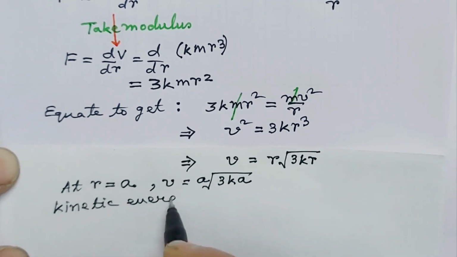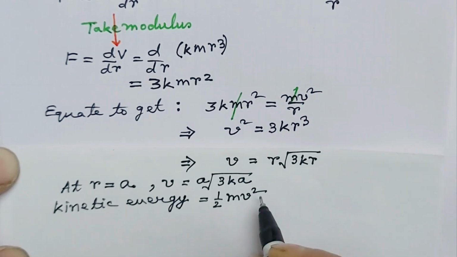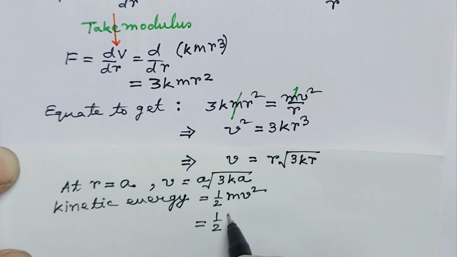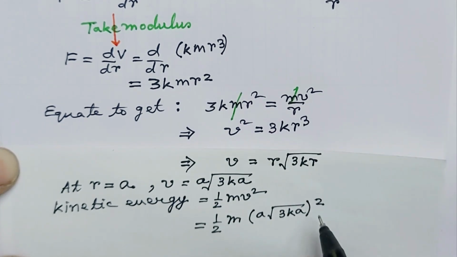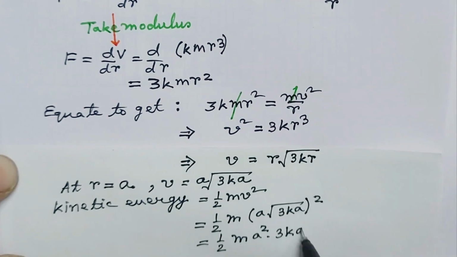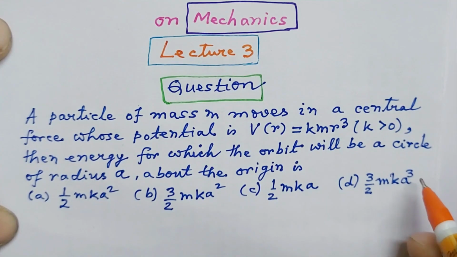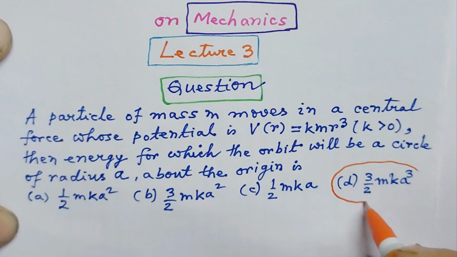So kinetic energy will be, we know, (1/2)mv². Put the value of v to get, and this simplifies to (3/2)mka³. So the answer to this question is option D.